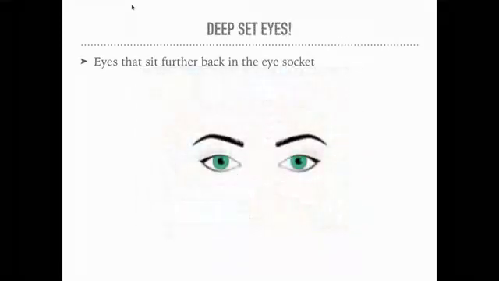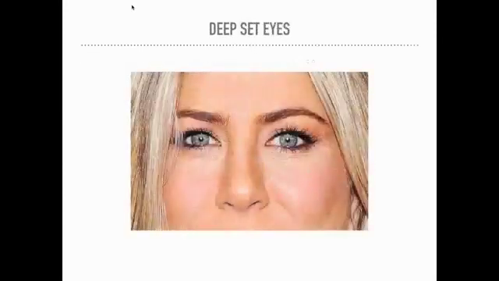The next one is deep set eyes. These are eyes that sit further back in the eye socket, so they look, for lack of better terms, almost sunken into the eye socket, but they're not, that's just how they look. So they sit further back. With deep set eyes, we're going to focus a lot on bringing out the lid and the inner corner of the eye. So an example of a deep set eye is actually Jennifer Aniston. As you can see, her eyes sit back just a little bit, and she's focusing a lot on big lashes and then a lot of shimmer in the inner corner and on the actual lid itself. So those are deep set eyes.